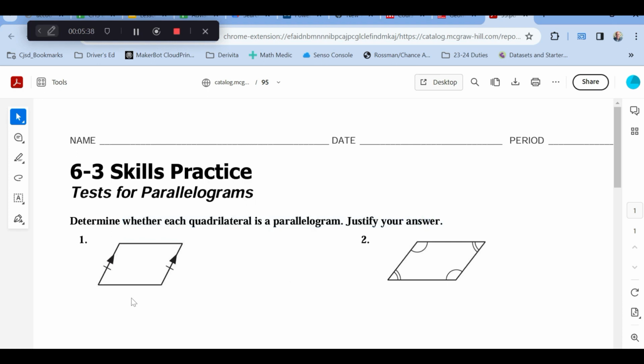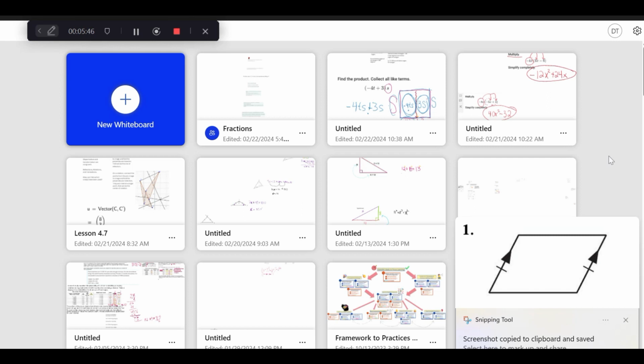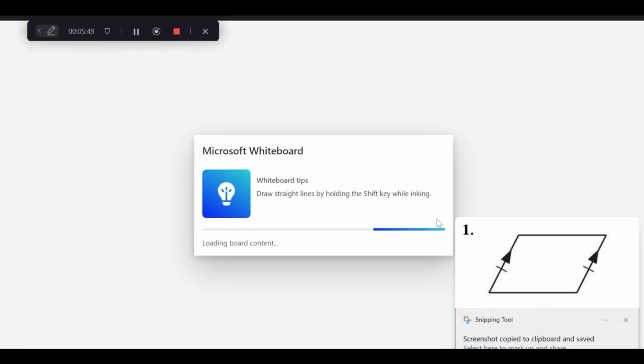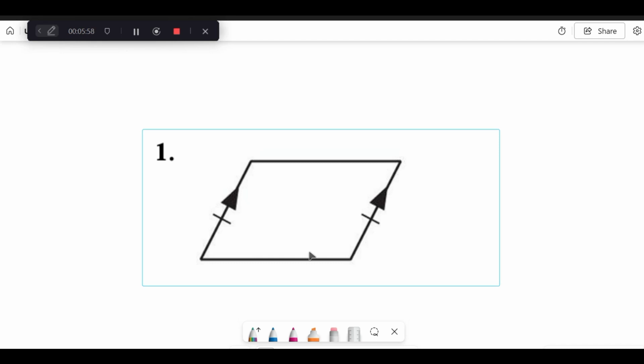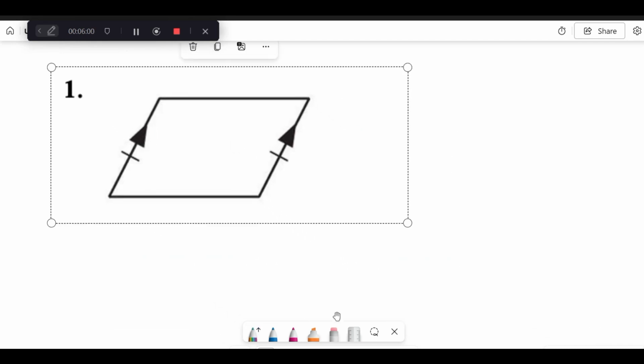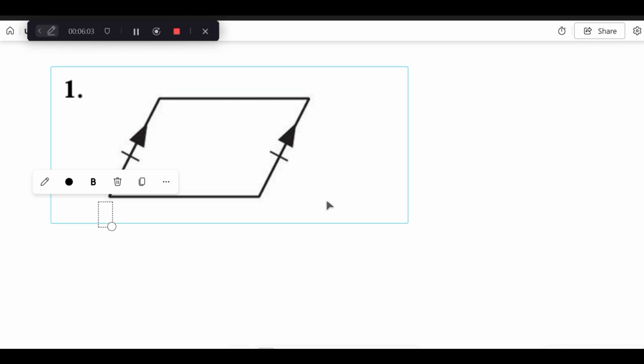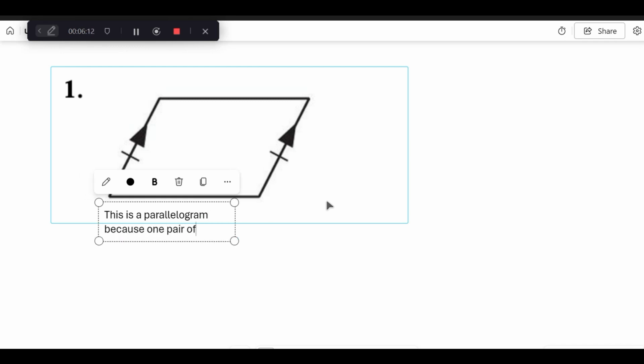All right. So I think what I would do is for this one, let me get to my whiteboard here. Let me paste that there. Okay, so for example here, my response would be: this is a parallelogram because one pair of opposite sides is both congruent and parallel.